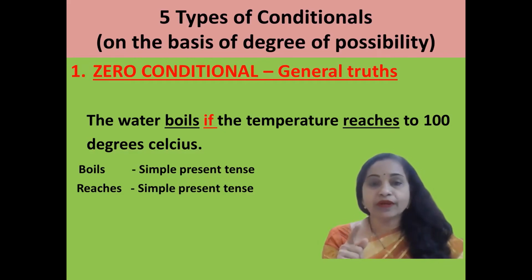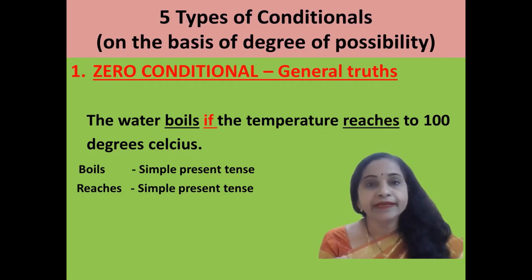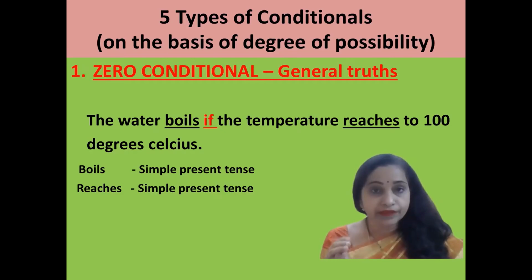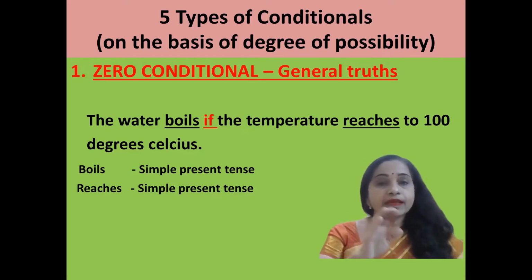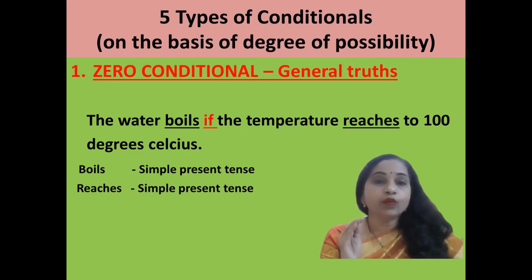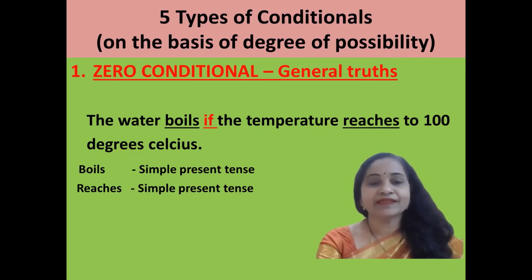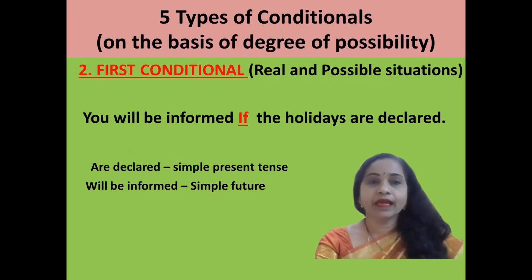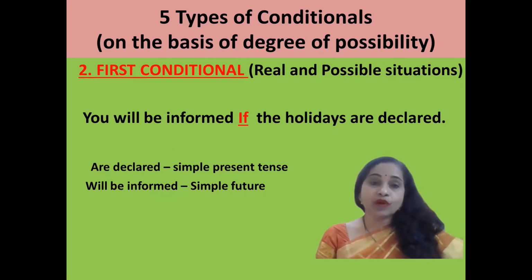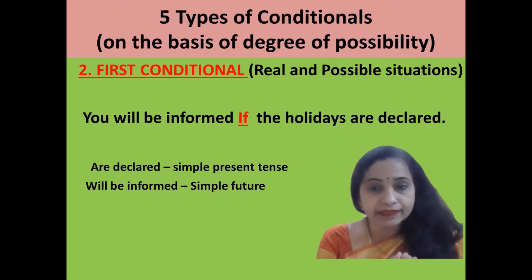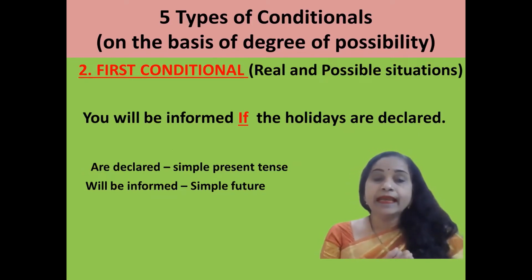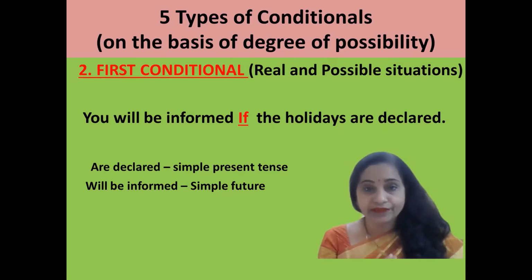So the first, the zero conditional, is called general truths. Whatever happens for good and for reality is categorized as general truths, and always in both the clauses, the verbs are in simple present tense. Next one, the second type is called the first conditional. Many grammarians call it the first conditional, and it is related to real and possible situations.